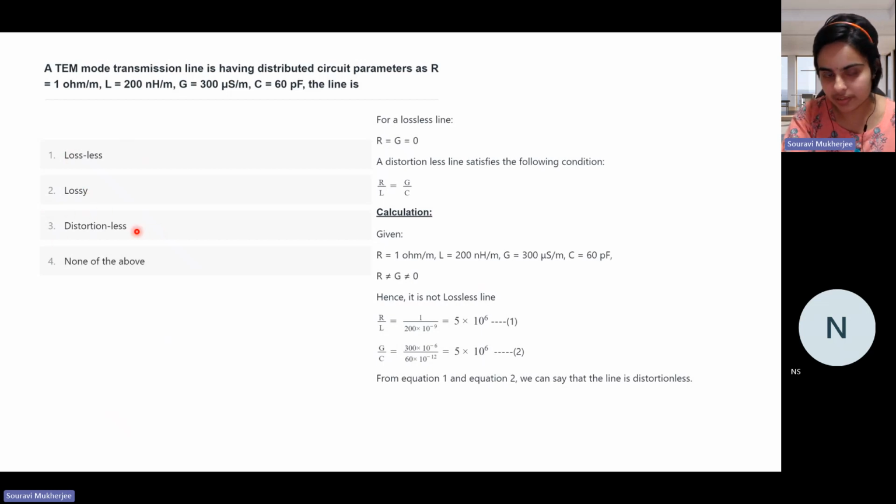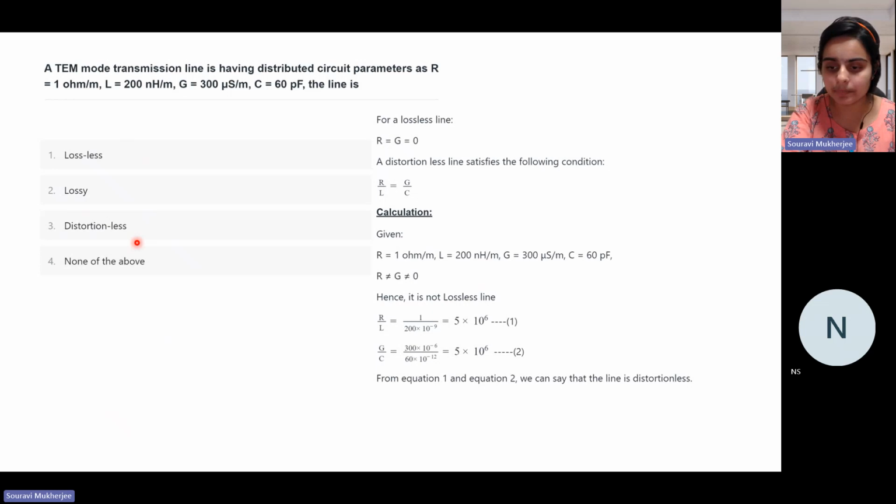We also have to look at this expression, right? The distortionless line satisfies this condition. So if you put the values, you would see that this condition is satisfied. Look at this case, you have to be careful about the units here. If you do that, you see that this condition is satisfied. So it's an example of a distortionless line. Okay, so that's how whatever we had discussed comes up in characterizing the transmission lines.